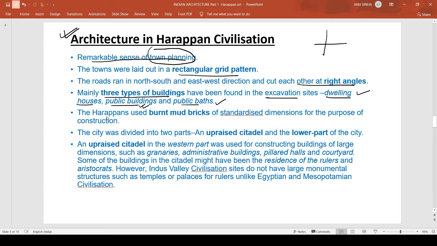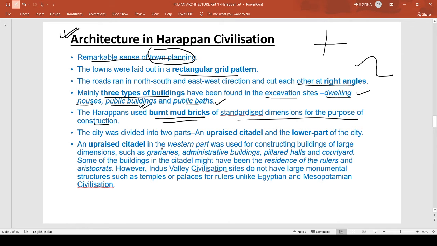Then coming to the Harappans, they used burnt mud brick यूज करते थे for standardized dimensions for the purpose of construction. The city was divided into two parts, an upper citadel and the lower part of the city. This way, which I explained.